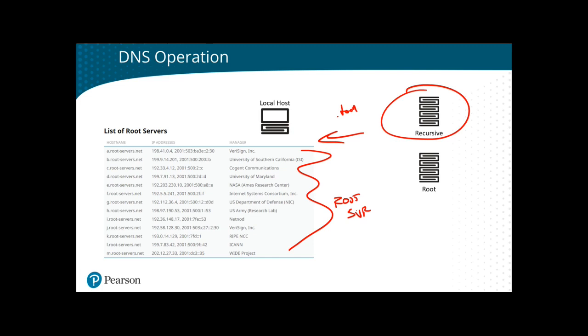There are not 13 root servers. We'll talk more about that in just a second. There are 13 root services in the world. That is not the same thing as root servers. There are thousands of root servers, but there are 13 services.